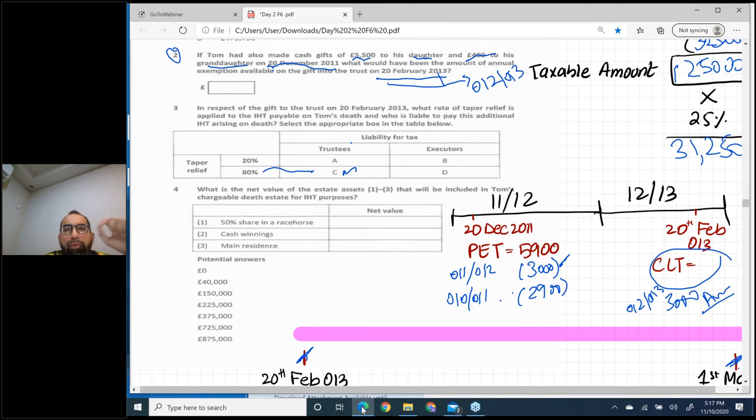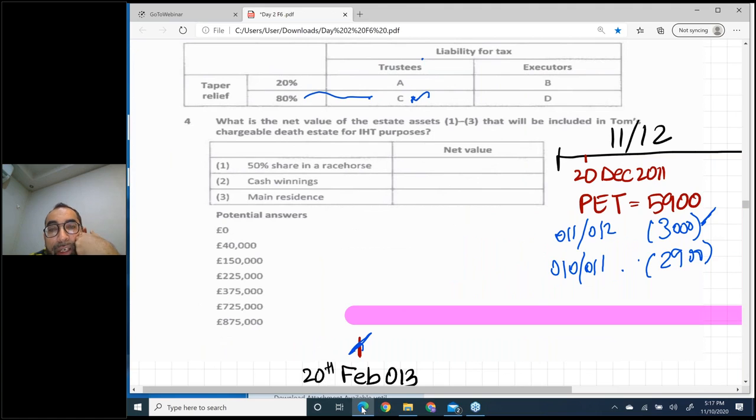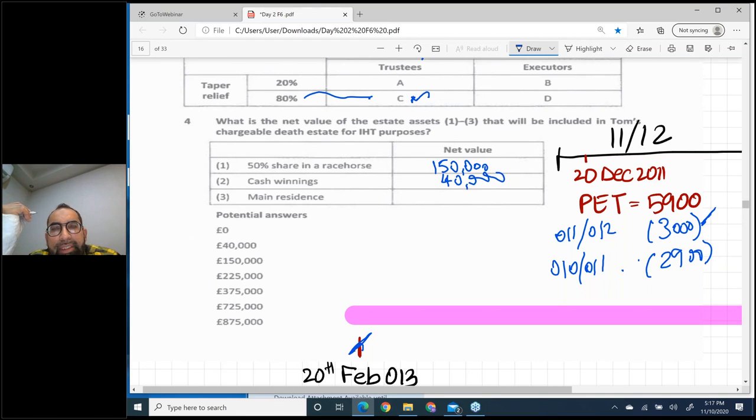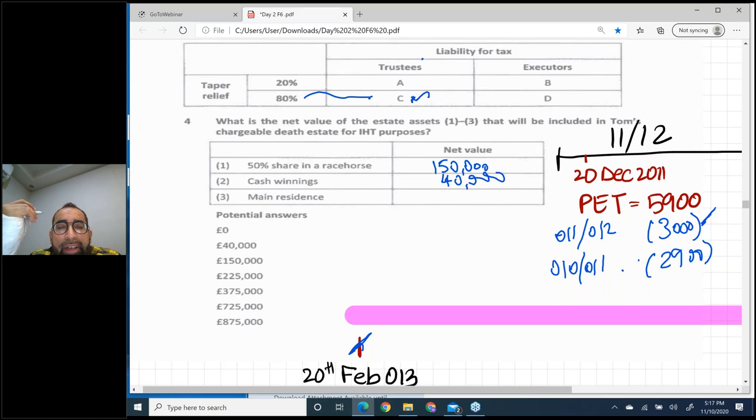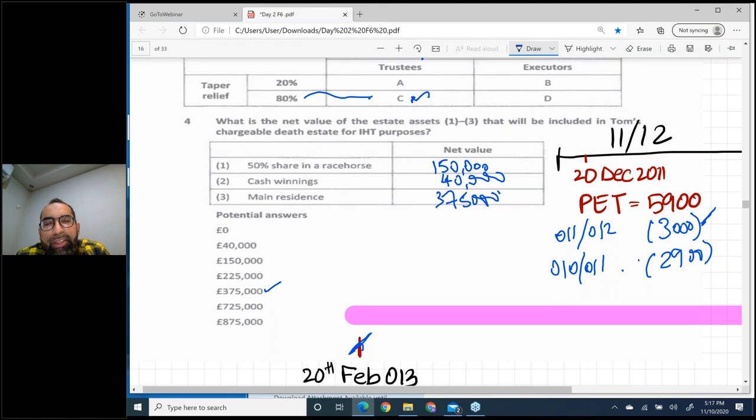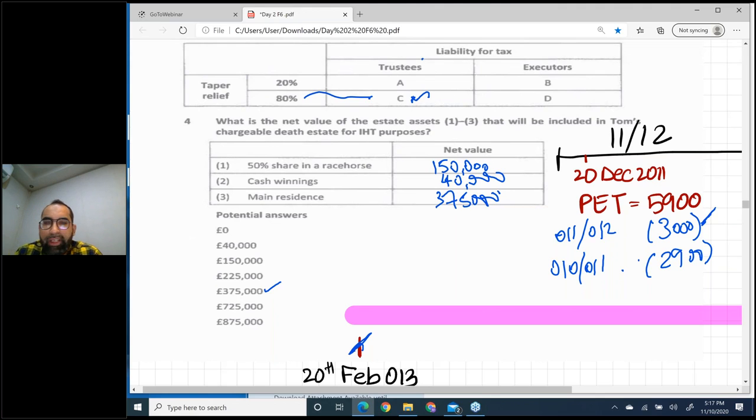What is the net value of the estate assets 1 to 3, that will be included in Tom's chargeable death estate? I hope you remember the numbers. 50% share in race horse, that is 150,000. Cash winnings, 40,000. And now tell me the main residence. There was some mortgage as well. So 875,000 less 500,000 makes 375,000. Okay, done.